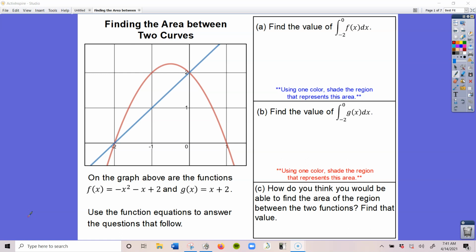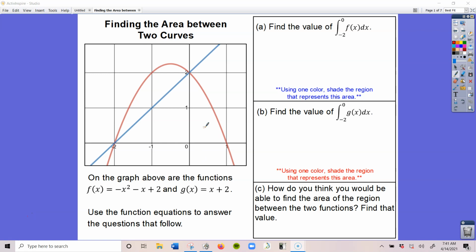Hey guys, today we're going to learn how to find the area between two curves. Now here on the graph we have f of x is equal to negative x squared minus x plus 2. And then we have g of x which is equal to x plus 2.